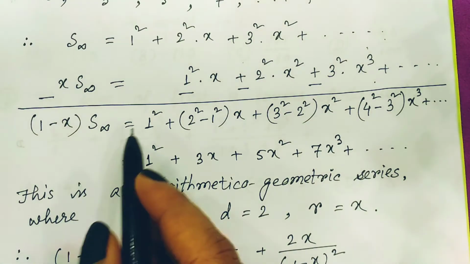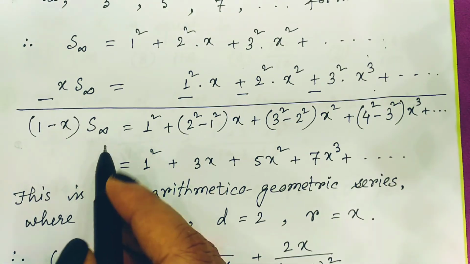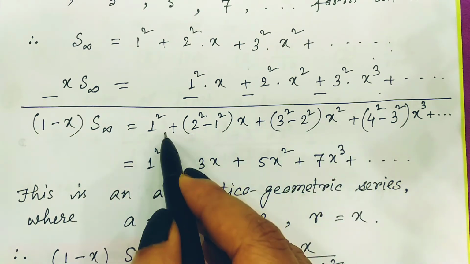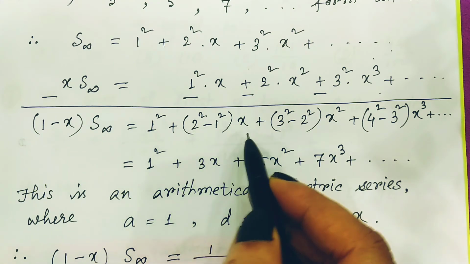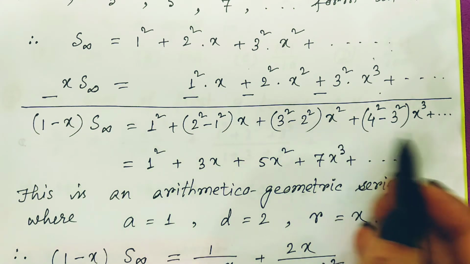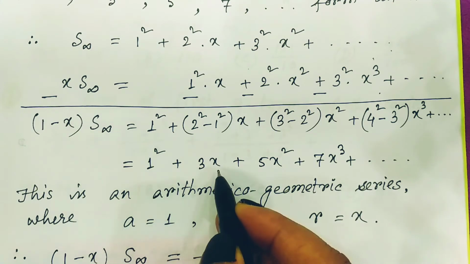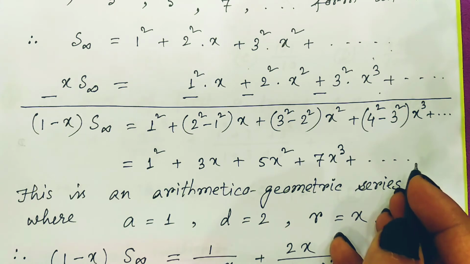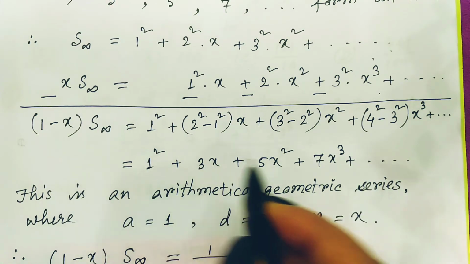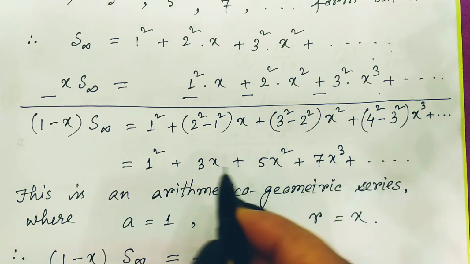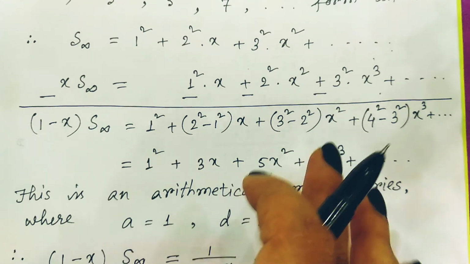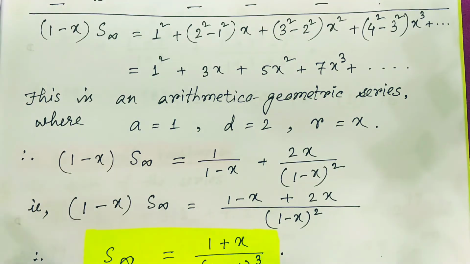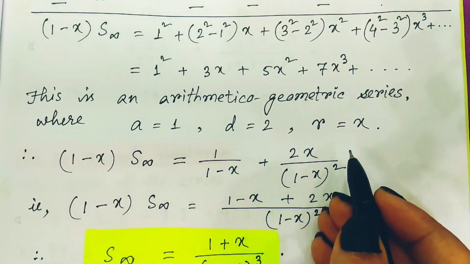If we do so, then we will find 1 minus x into S infinity, as there are infinite terms, is equal to 1 square plus 2 square minus 1 square into x, then 3 square minus 2 square into x square. So we can write it as 1 plus 3x plus 5x square plus 7x cube, in this way. Now this is the arithmetico-geometric series because 1, 3, 5, 7 are in AP and x, x square, x cube are in GP. So in this series we find A is equal to 1, D is equal to 2 and R is equal to x.